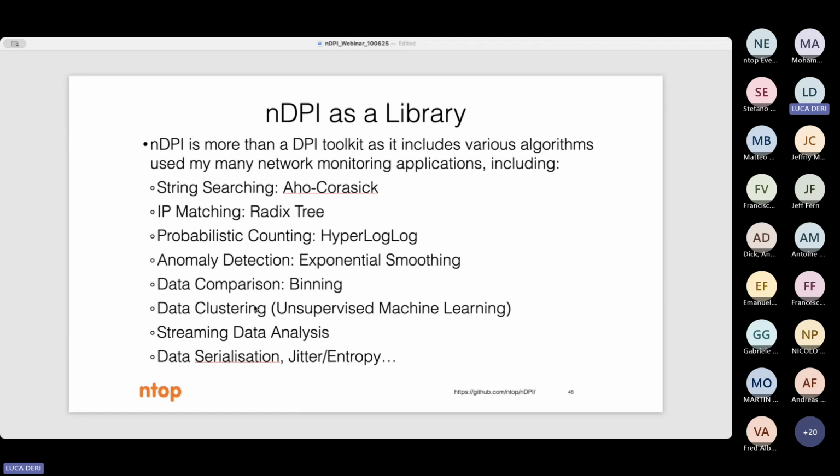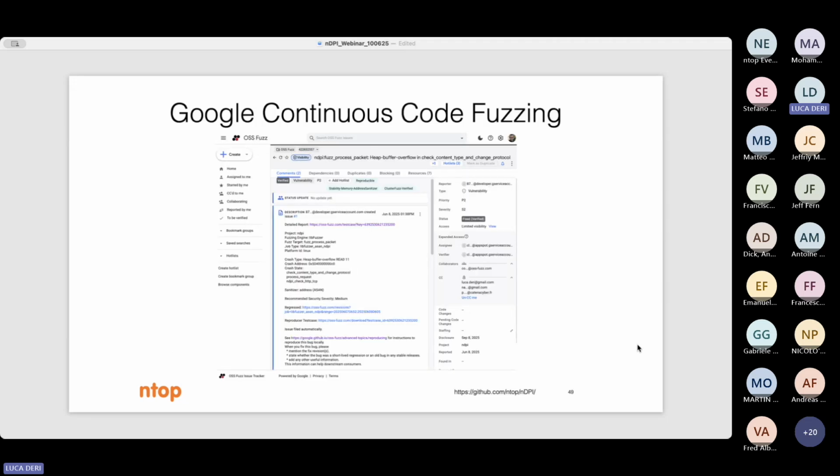We don't have time today to cover all of them, but I suggest you look at the library from the developer standpoint if you need to implement some algorithms that are useful for you in your daily routines. So for instance, for comparing data, for doing unsupervised machine learning, for looking at IP in radix trees and so on. They are all part of nDPI and they are free of charge.